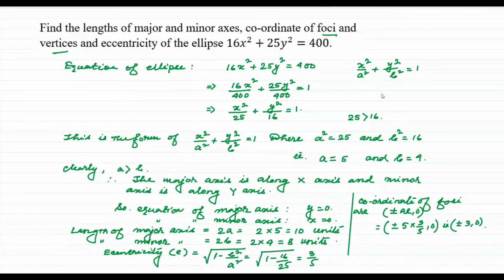What are the coordinates of the vertices? Coordinate of vertices, we know this is plus minus a comma 0, so that is here plus minus 5 comma 0.